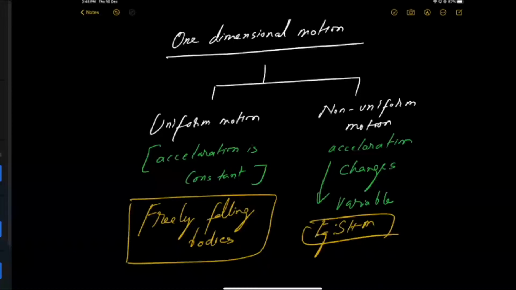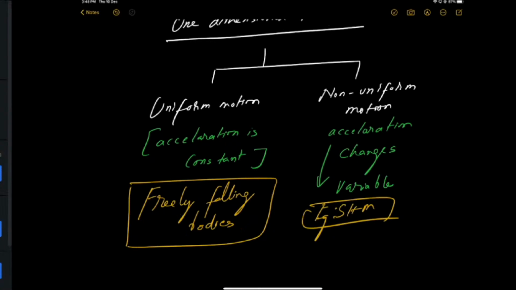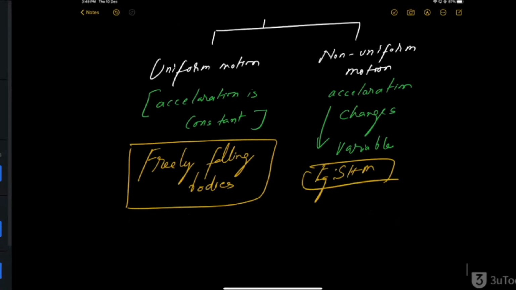height. Okay, and that height must not be very high. That means height should not be equal to the radius of Earth. Height should be negligible compared to the radius of Earth, because if you go to a very high altitude, which is of the order of the radius of Earth, then again acceleration will change when it comes from top to bottom. So in that case it will not be uniform. In order for acceleration to be constant, the heights from which you drop the bodies should be very small compared to the radius of Earth. You keep that in mind.